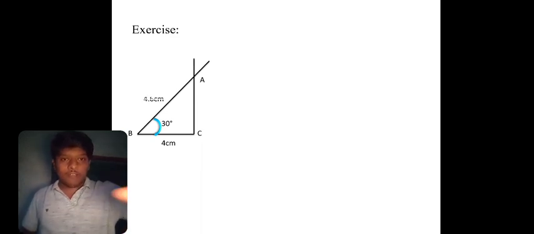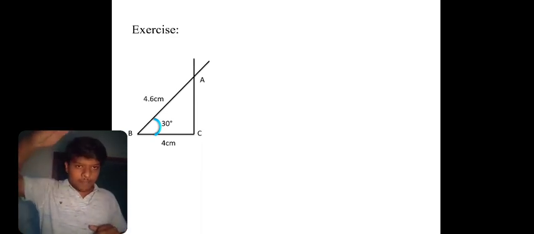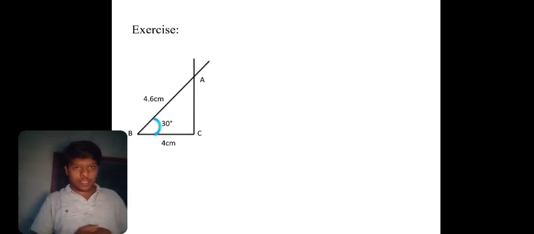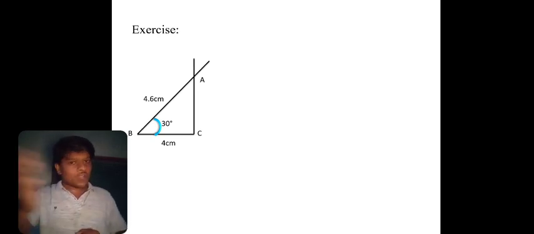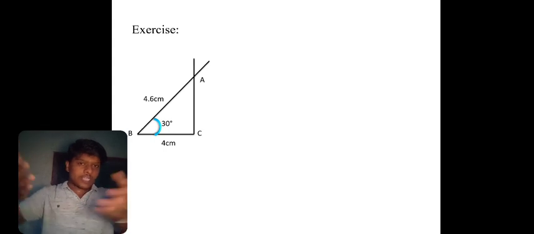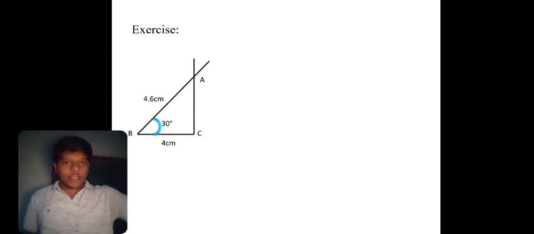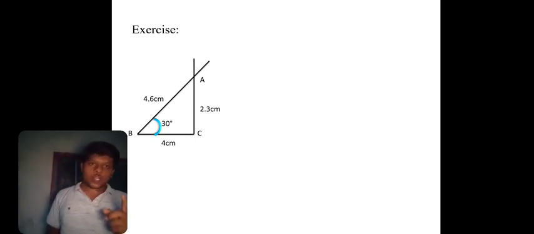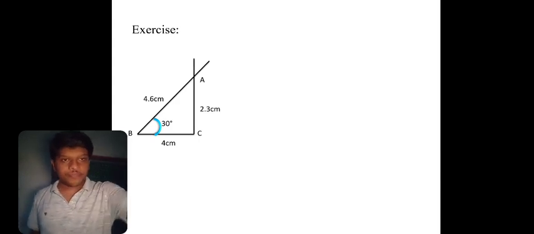Now you have a scale, right? You can measure the length of the line AB. It should be 4.6 cm. You can draw the same thing in your notebook and try to measure. Next, AC should be 2.3 cm. Fine.